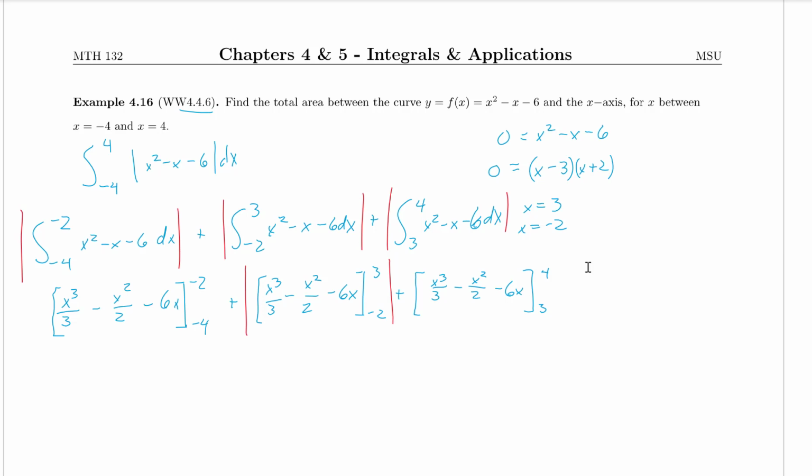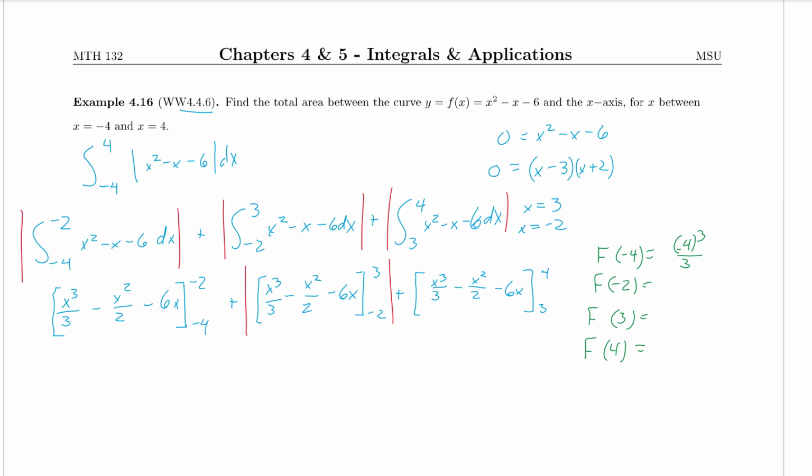But only the middle one's going to be negative, so that's the one we need to find the absolute value of. Now, let's plug in our endpoints. I'm going to do a little trick here. I'm going to plug the endpoints into the same antiderivative, so I'll calculate my antiderivative evaluated at -4, -2, +3, and +4, and then use these repeatedly.